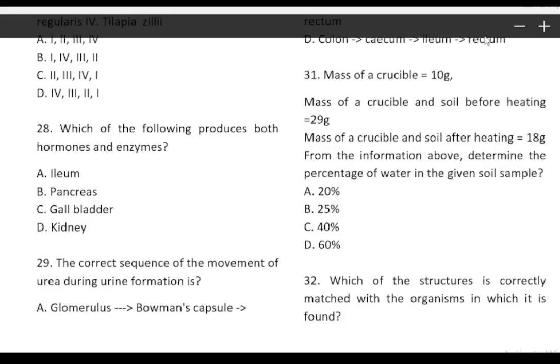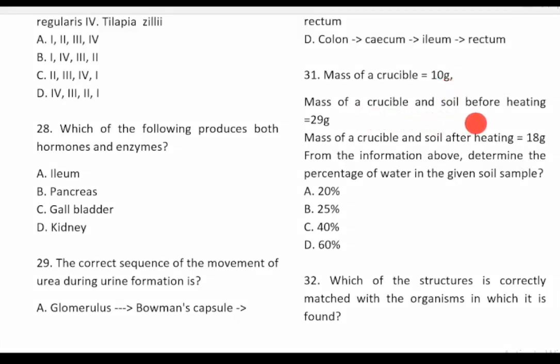So question 31. Mass of crucible equals 10 grams. Mass of crucible and soil before heating equals 29 grams. Mass of crucible and soil after heating equals 18 grams. From the information above, determine the percentage of water in the given soil sample. Now, the mass of the crucible alone is 10 grams, the mass of crucible plus the soil before heating is 29 grams, and the mass of crucible after heating has taken place is 18 grams.